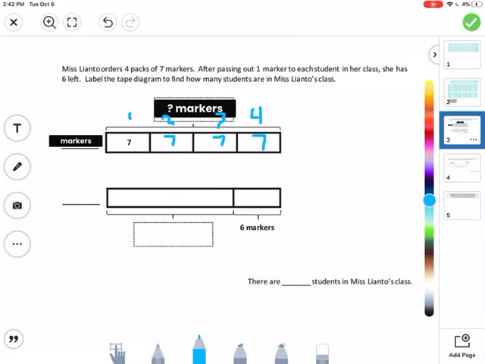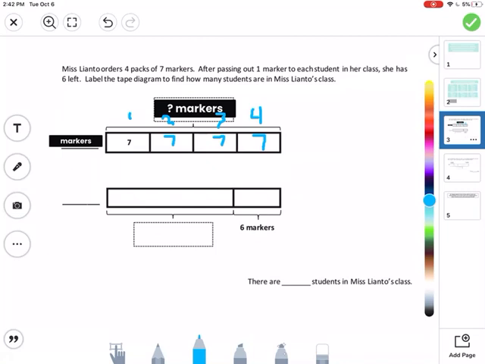Awesome. And then, so we have the first part of this equation. And then, after passing out 1 marker to each student in her class, she has 6 left. So let's label the tape diagram to find out how many students are in Miss Lanto's class. All right, so let's figure out this top part of this problem first because we need that information.